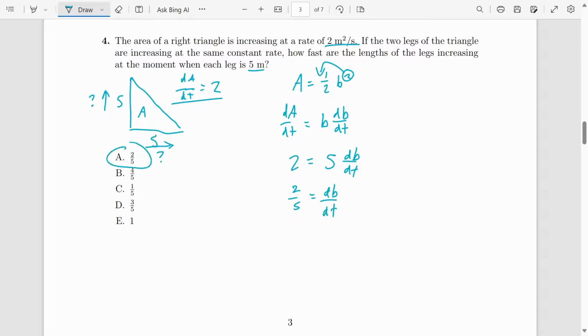So our answer is answer choice A. That is, the lengths of the legs are increasing at a rate of 2/5 meters per second at the moment when each leg is 5 meters long.